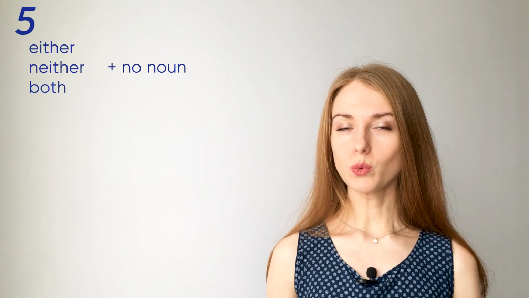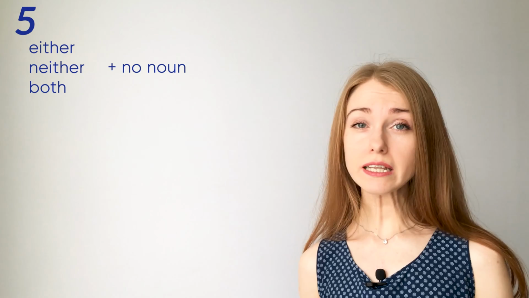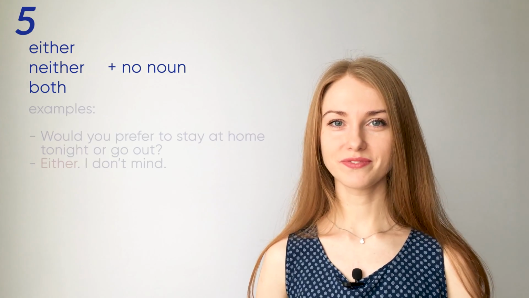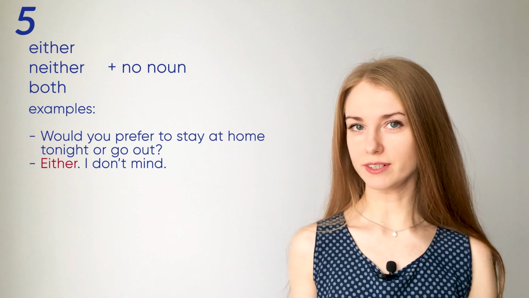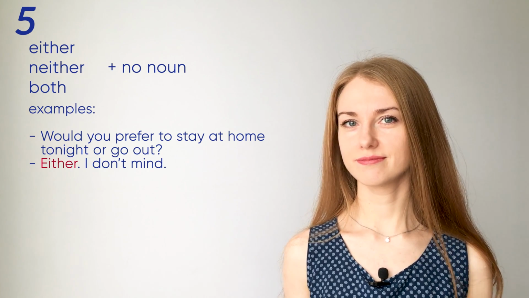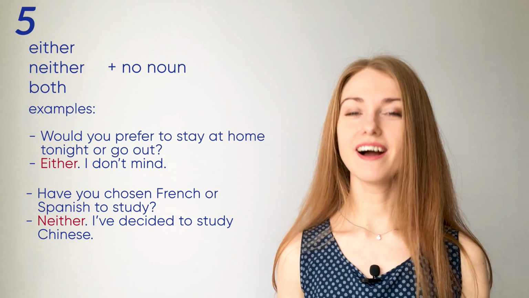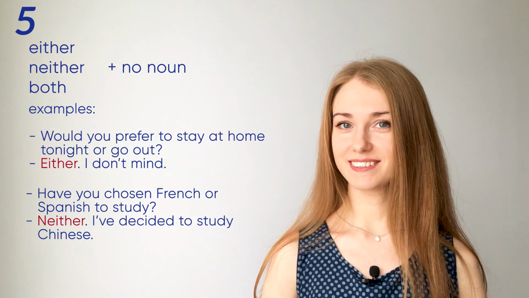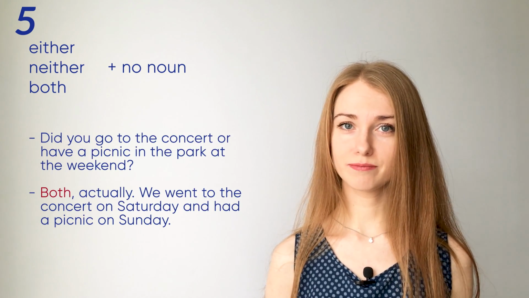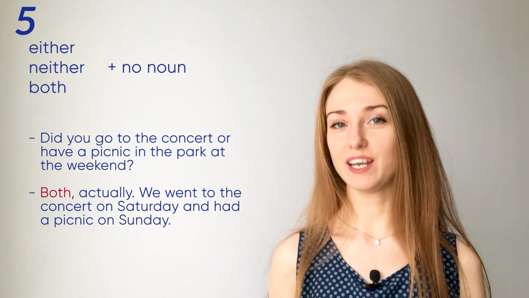Number 5. We can use either, neither, and both without a noun when it's clear from the context what you're talking about. Look at these examples. Would you prefer to stay at home tonight or go out? Either. I don't mind. Have you chosen French or Spanish to study? Neither. I've decided to study Chinese. Did you go to the concert or have a picnic in a park at the weekend? Both, actually. We went to a concert on Saturday and had a picnic on Sunday.